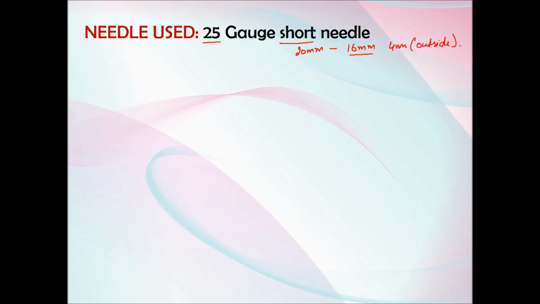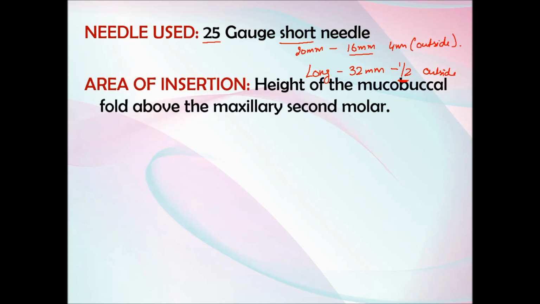In case you do not have a short needle and you are using a long needle, the length of a long needle is 32 mm, and out of this only half the length of the needle will be going inside and the rest half would be outside. So this will prevent a hematoma from occurring, as the needle should not go in completely and hit any vessel present in that region.